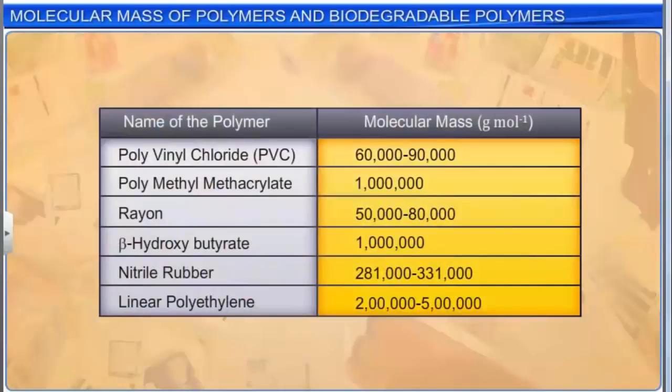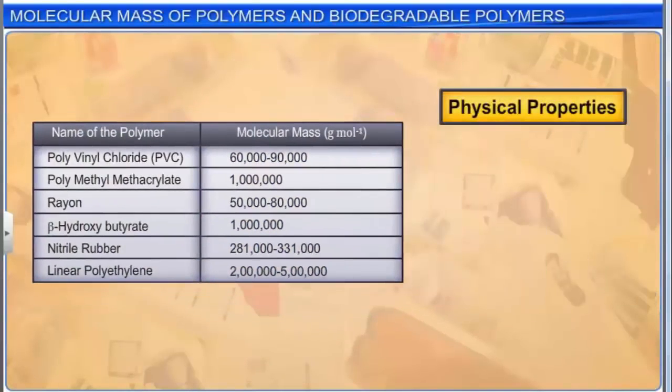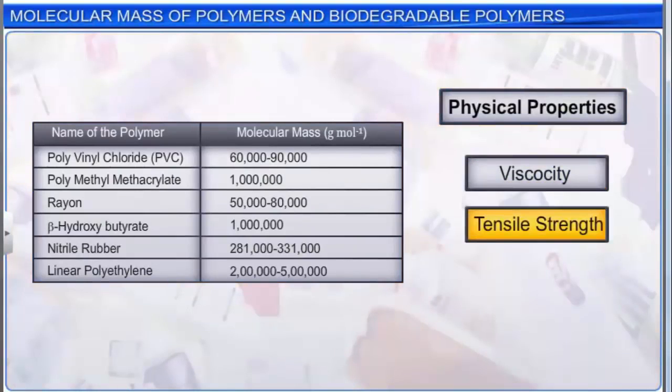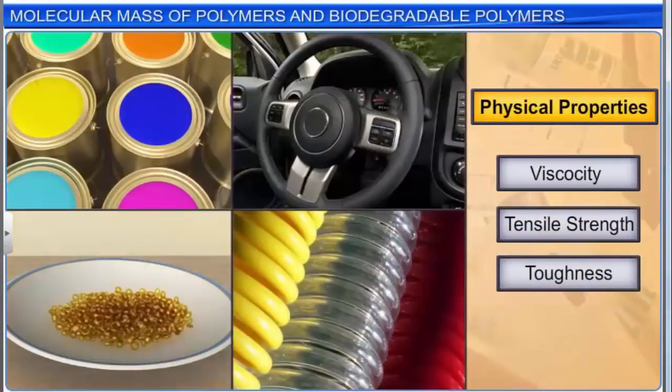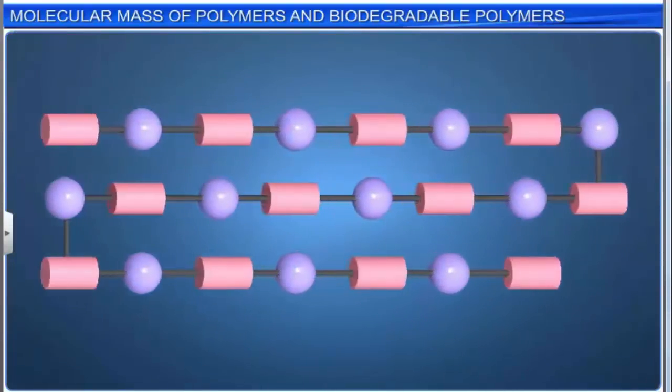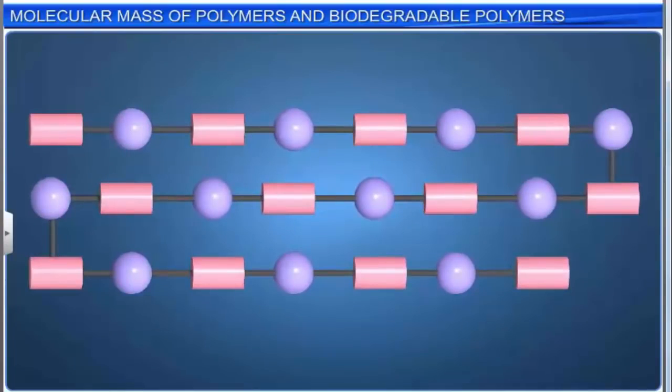The molecular mass of polymers determines most of their physical properties, such as viscosity, tensile strength, and toughness. The better the physical properties of a polymer, the more is its commercial importance. That is why the study of the molecular mass of polymers is important. You already know that polymer molecules have extremely large molar masses.